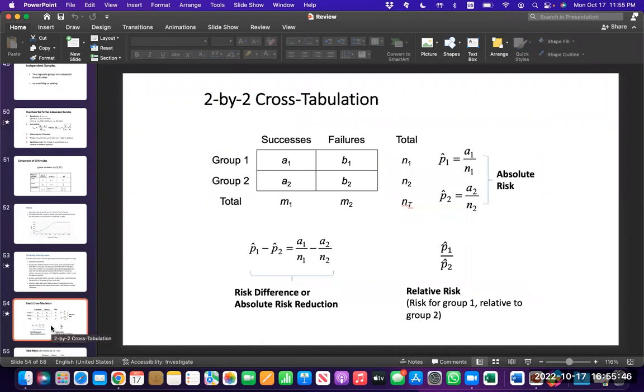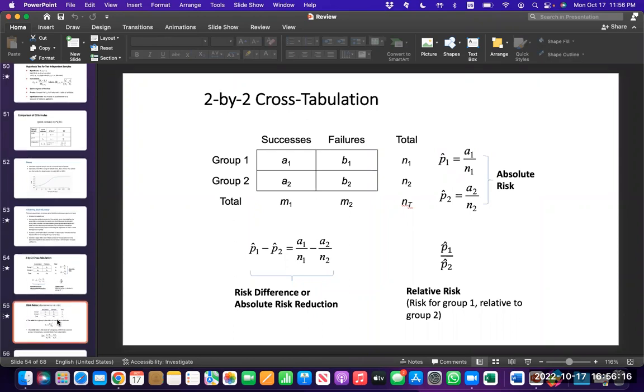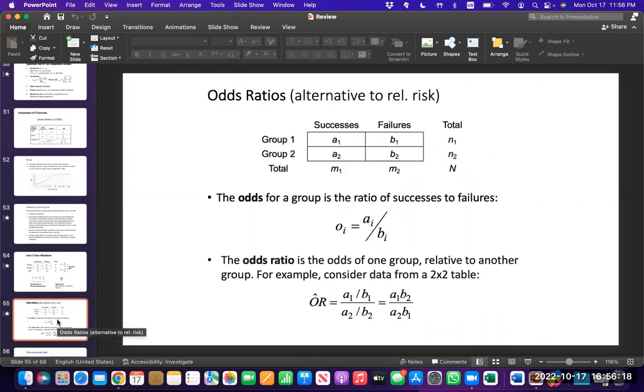The cross tabulations, please understand risks, which are basically calculated as A1 divided by N1, which is in the group, the actual risk of a success. Do the same for your N2. That essentially allows you to compare those two. Risk difference and relative risk are two different markers. One is a difference, the other one is a ratio. The ratio has a different interpretation, which we've discussed in the respective lecture.